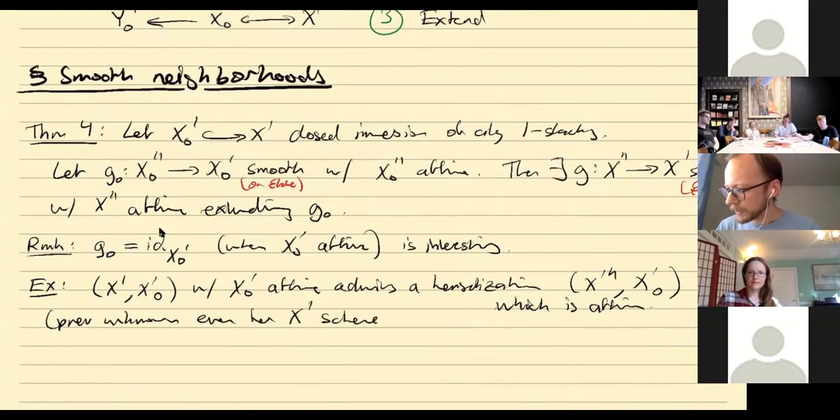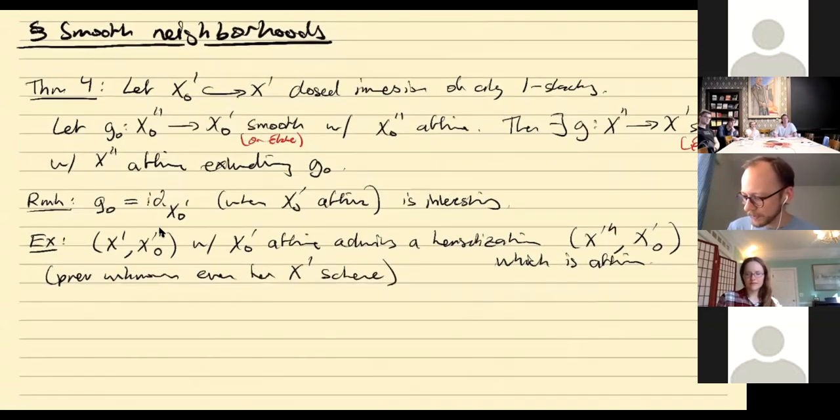Right, but let's talk about the proof of this and mention where really the fact that I'm using one-stacks comes into play. Maybe first, David, before you start, the question. Yes, is there any hope to relax the assumption that X naught is affine?